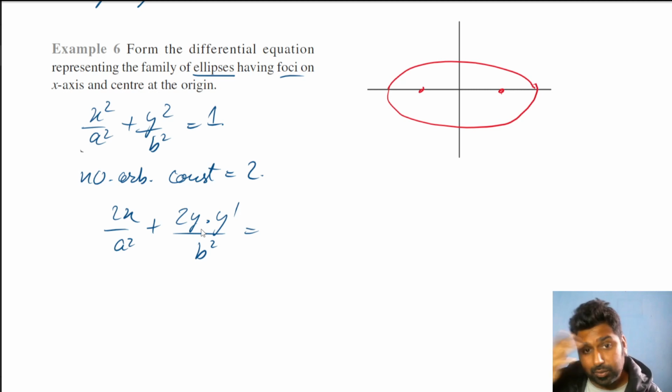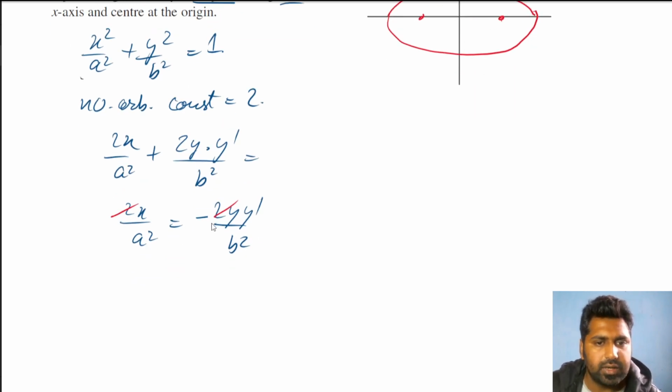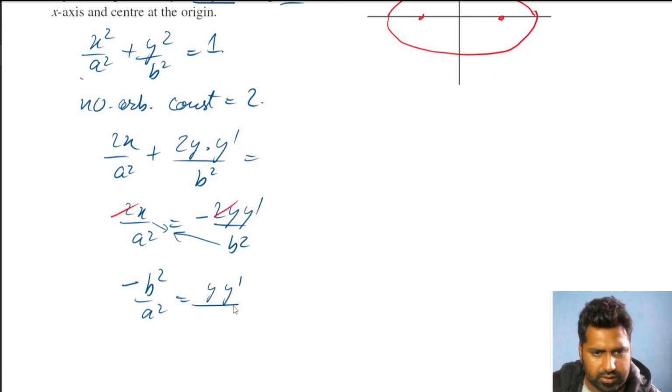In the first question we eliminated by putting the value. In the second question, somehow it happened automatically. Look at this, how we do it by force here. 2x by a square is minus 2y dash by b square. This 2 cancels. So our equation is x by a square minus y dash by b square. Let's take b square here and get the x here. Interchange the position. So you'll get, and if you want, you can take the negative also on the other side. So minus b square by a square is equal to y dash upon x.